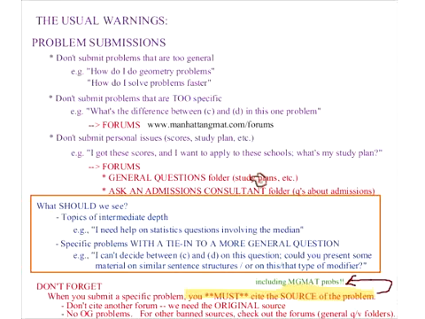Remember, these study halls are watched by hundreds of people, so we're not going to use an individual person's study plan as an example. If it's an admissions question, there's a folder for that.